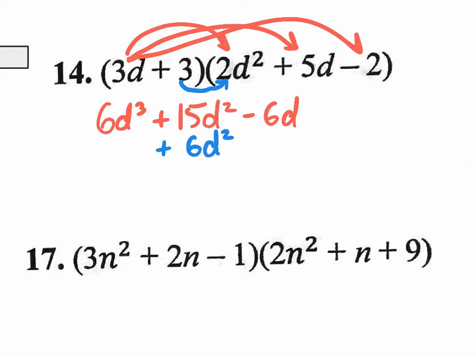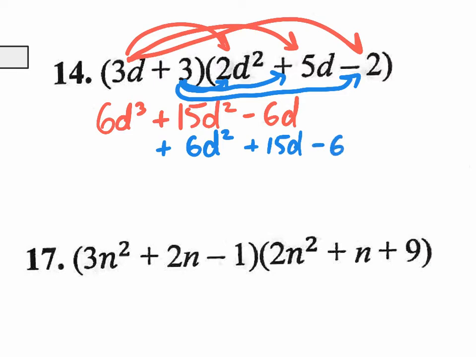And now let me distribute 3 times 5d. What's 3 times 5d? 15d, and where are we going to put that? Right below the minus 6d. So we're going to put positive 15d right below the minus 6d. And last but not least, 3 times negative 2. That's just negative 6.